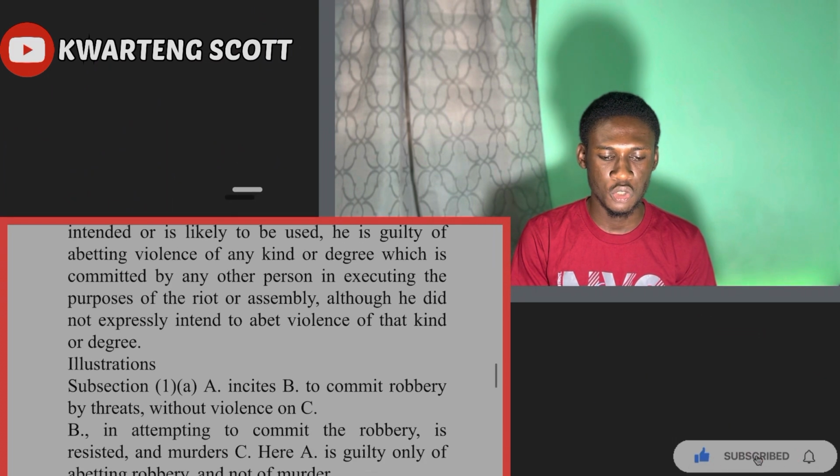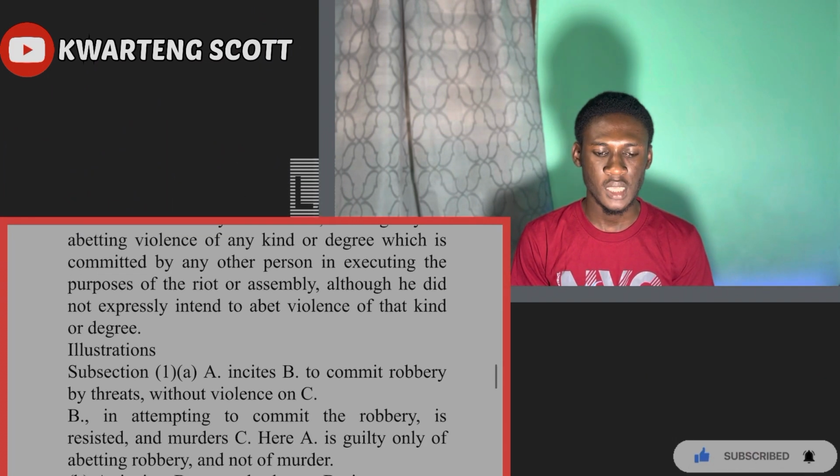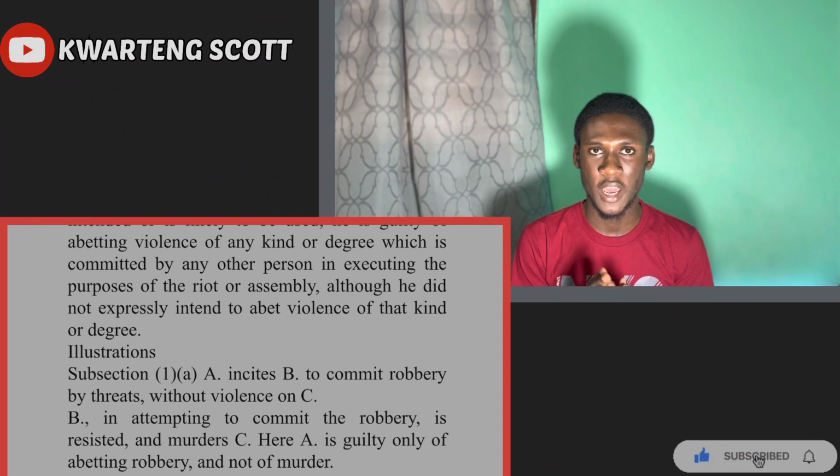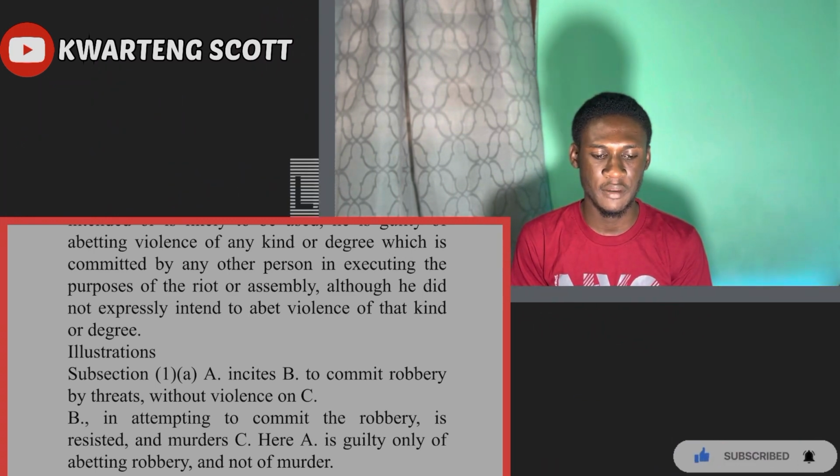So there is an illustration here which says, we have an A party, B, and then the C party.